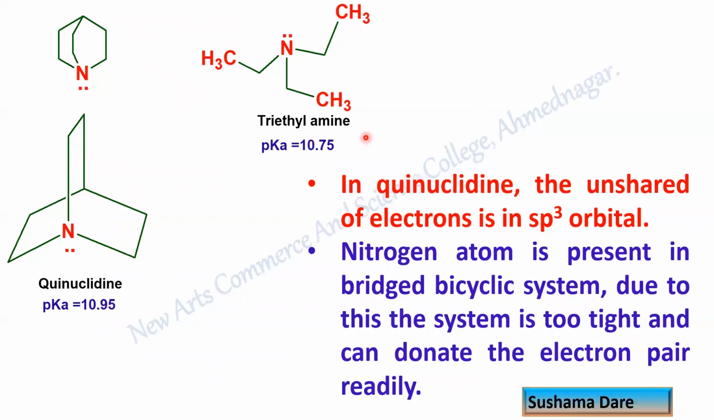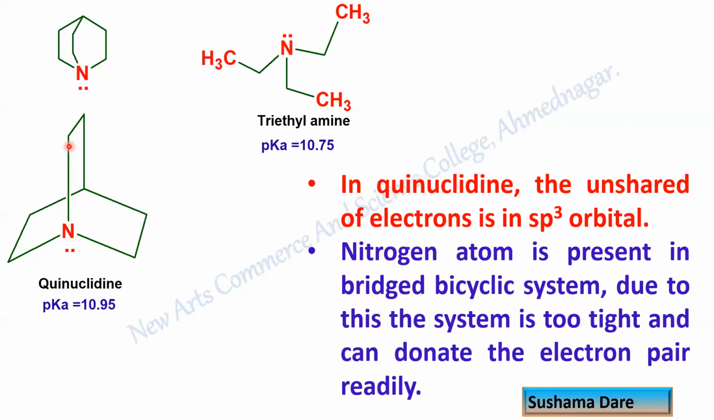The reason behind this is that this compound is a bridged bicyclic compound. So in this compound, this nitrogen atom has substituents: this is the first substituent, this is the second substituent, and this one is the third substituent. Again, this nitrogen is a tertiary nitrogen. Same, this nitrogen is also a tertiary nitrogen.